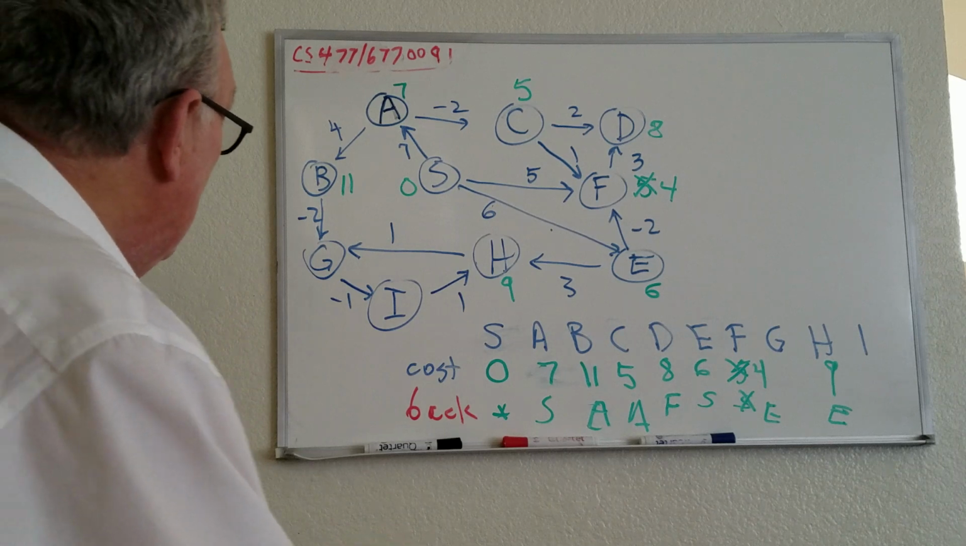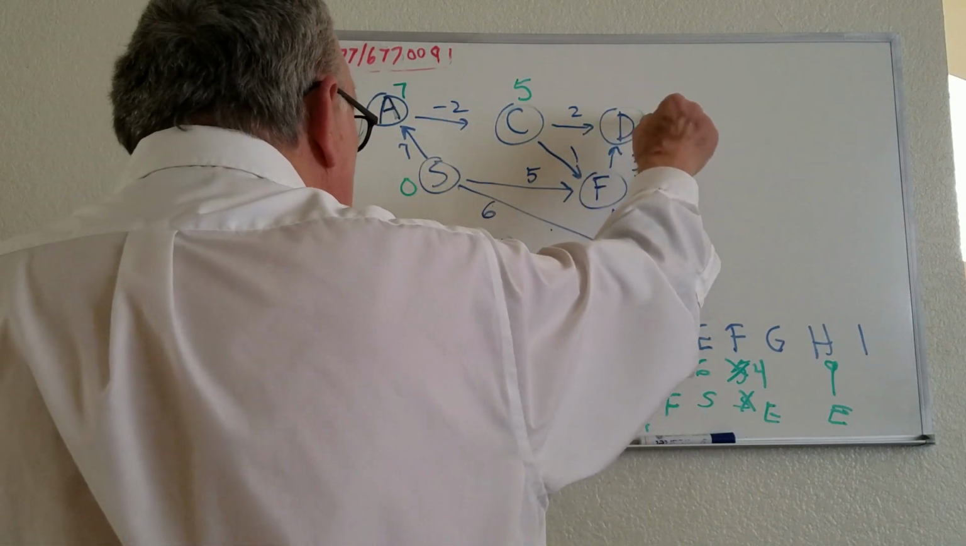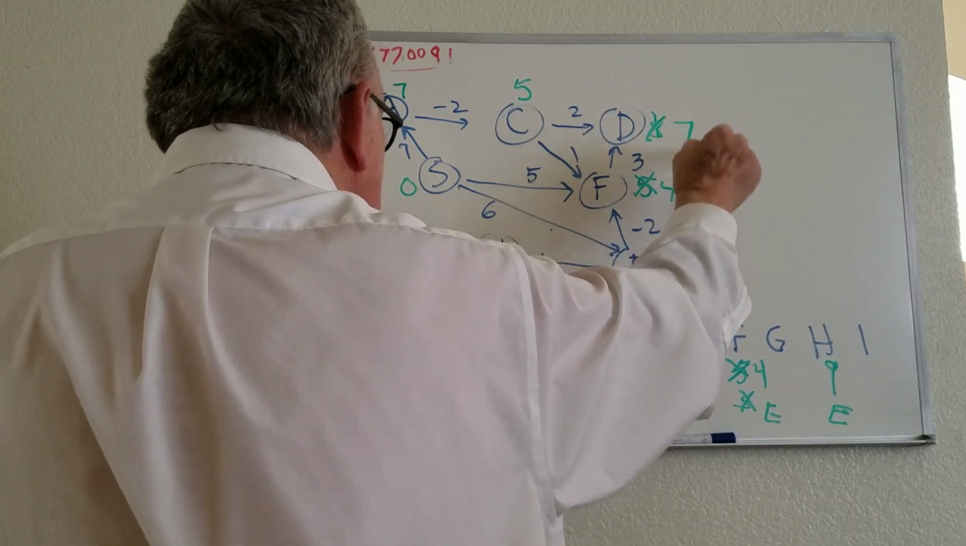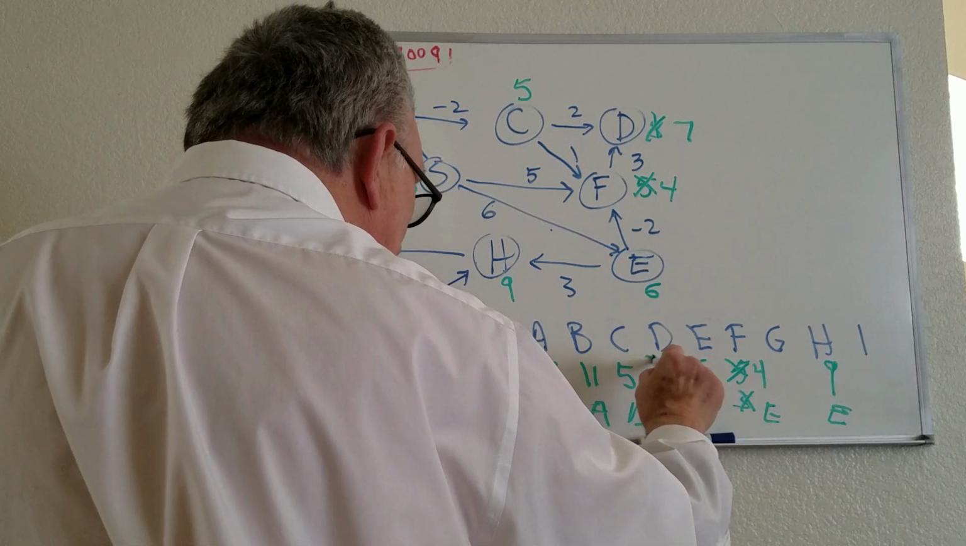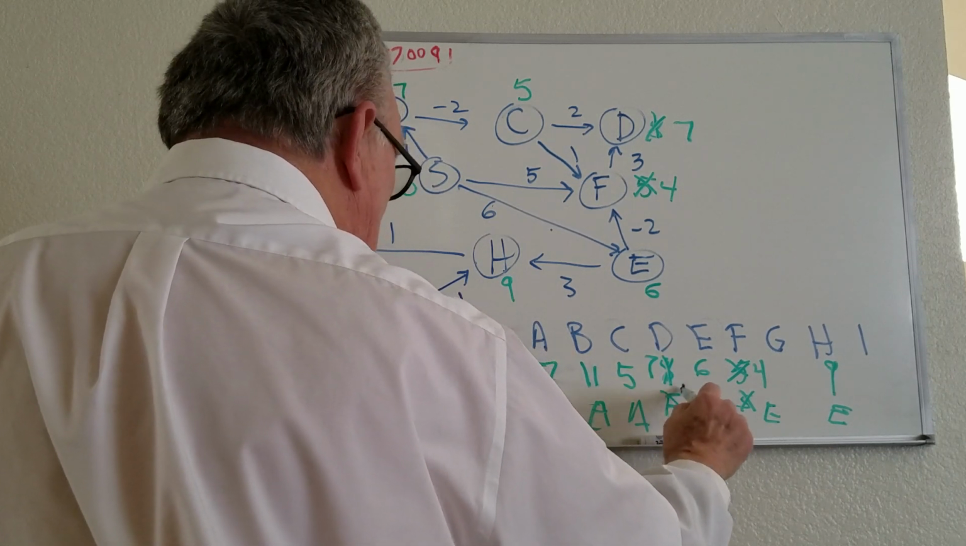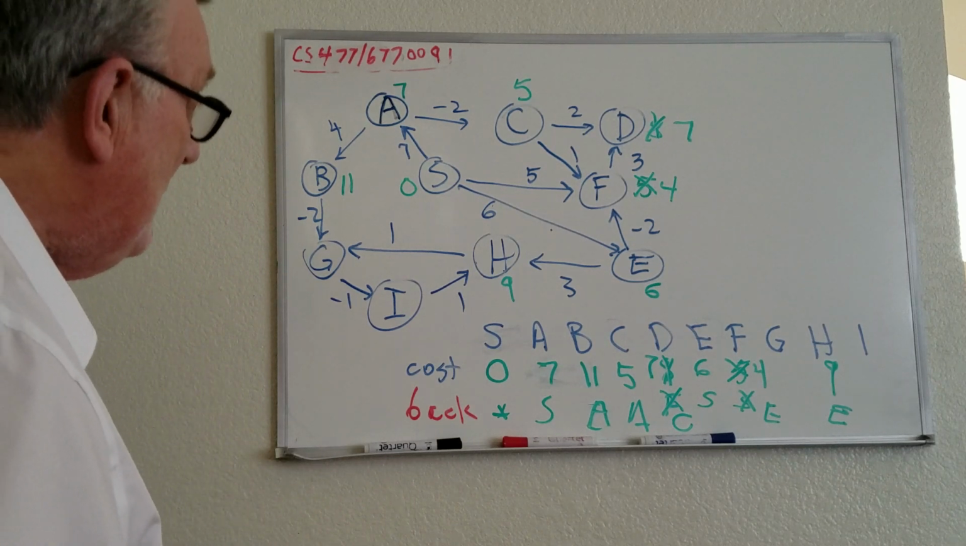First, checking to see if there's any update. Well, there's no update here, here, here. But here we get an update of 7. C to D, so that means that the value at D is changed to 7 and its back pointer is changed to C. Now, did we get any other changes?